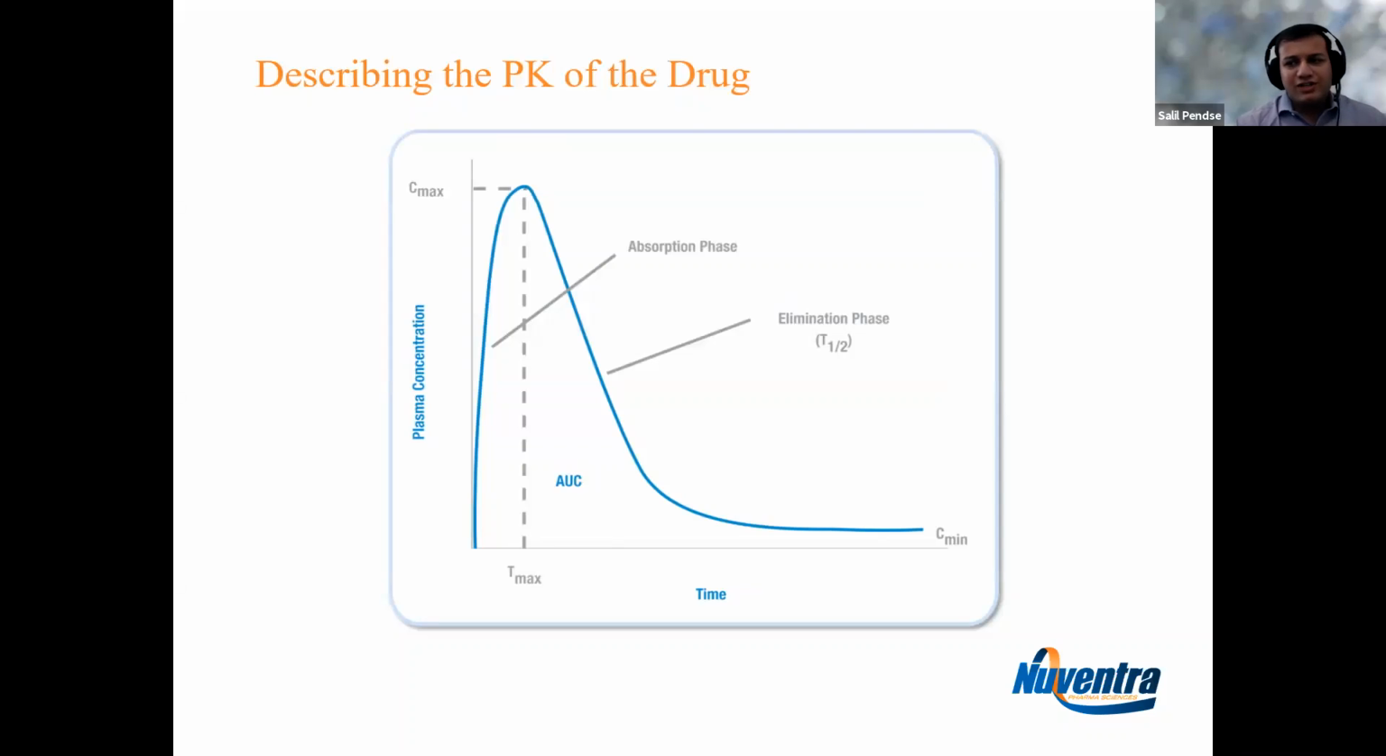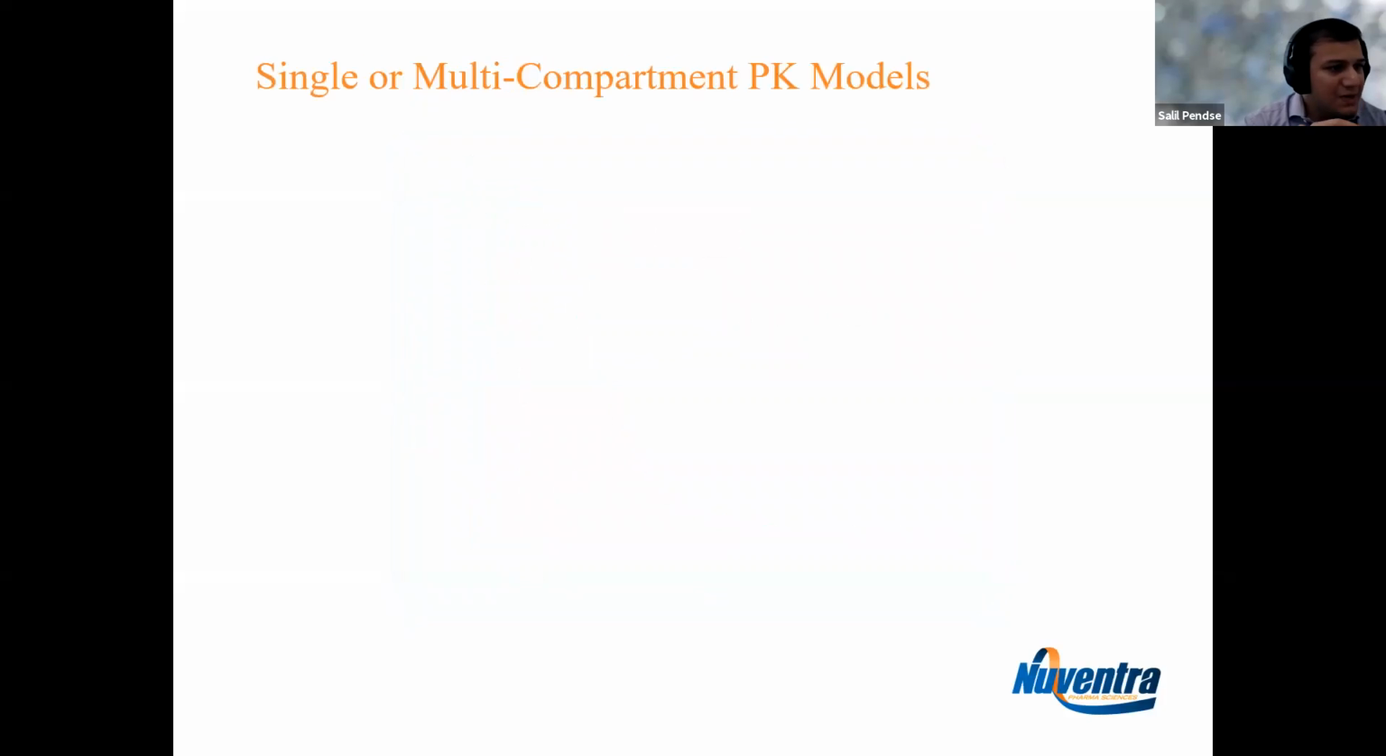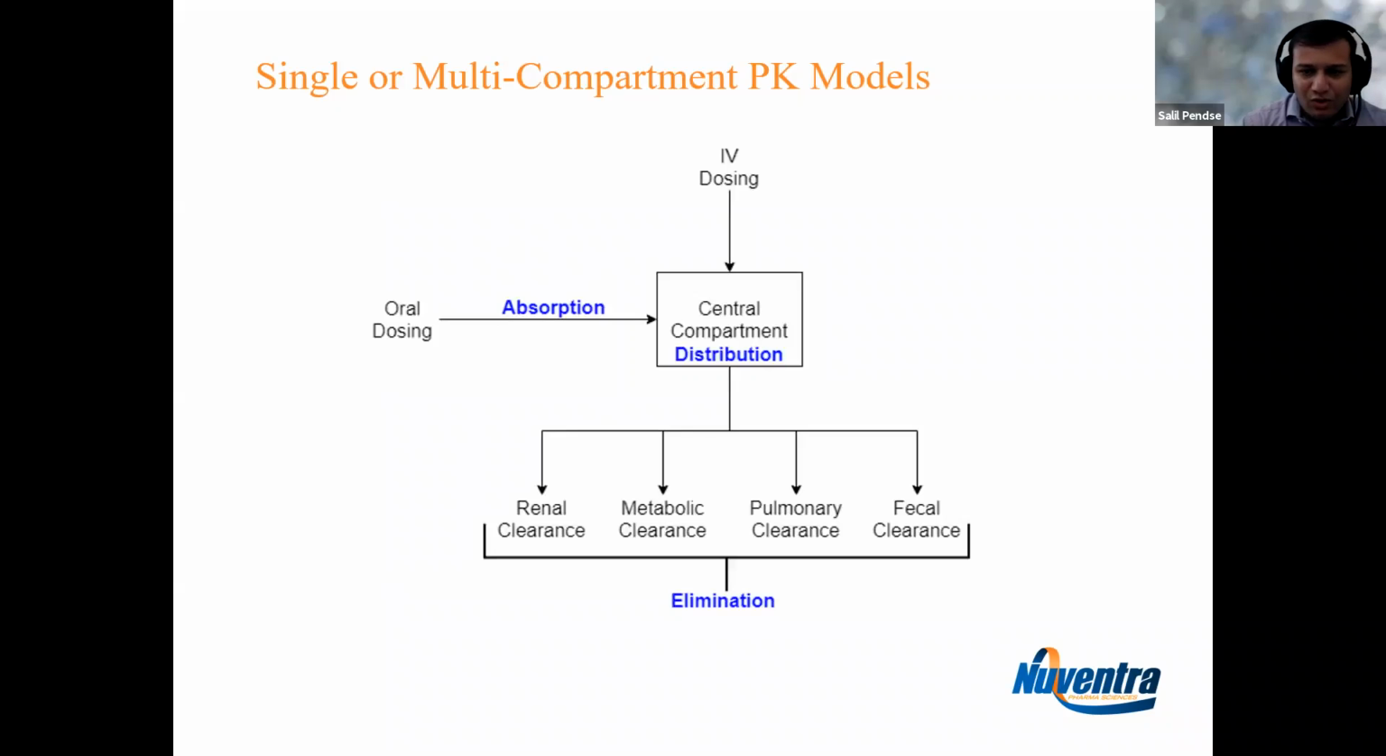So the PK of the drug is traditionally described as a time course of plasma concentration over a period of time. We have different values that we take out of this concentration profile, namely Cmax, AUC, half-life, elimination half-lives. We have the minimum concentration that the drug reaches. All of these different parameters help us inform what the drug is doing in the body. And so the basic PK, the single and multi-compartment PK models, really take all of these things into account to come up with a way to model the graph that you saw in the previous slide.